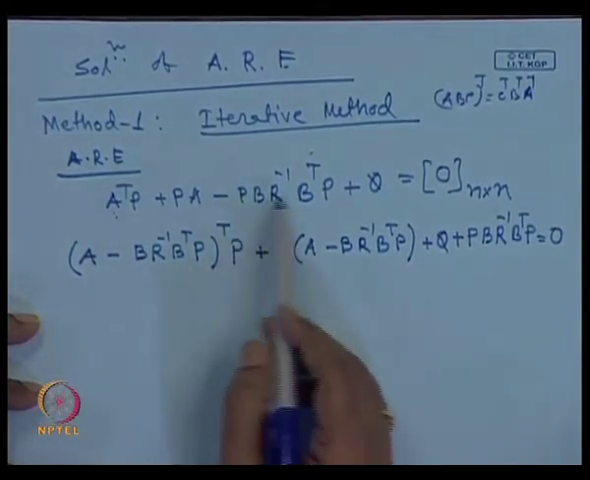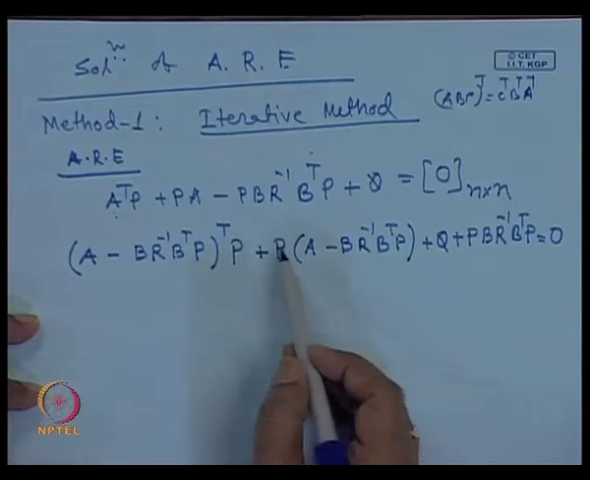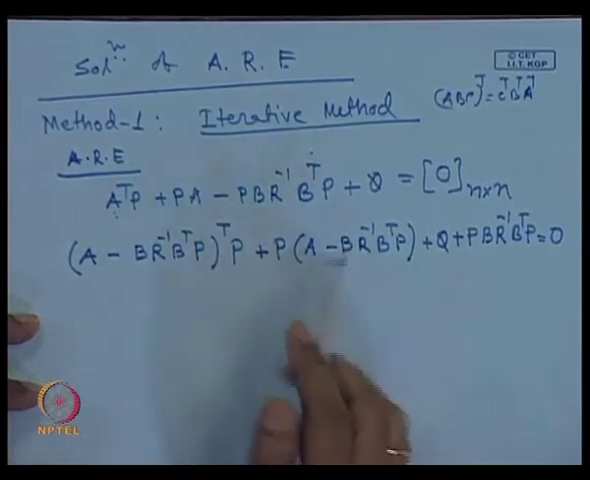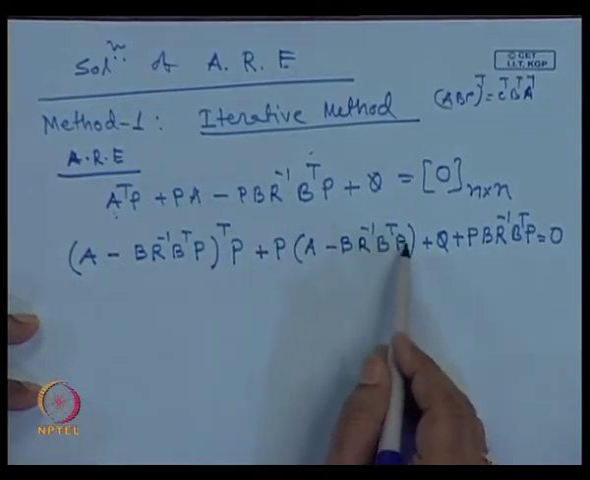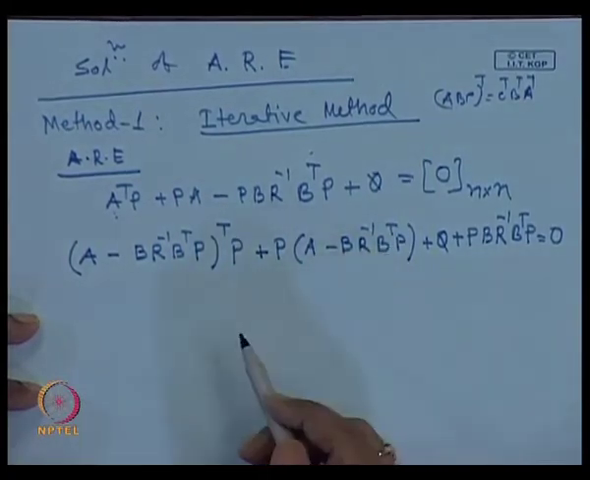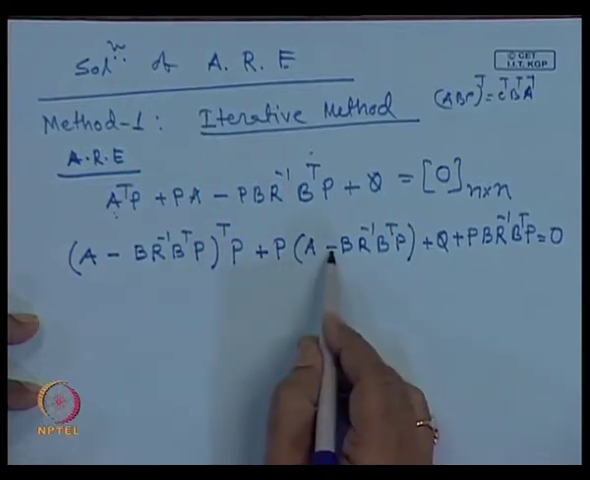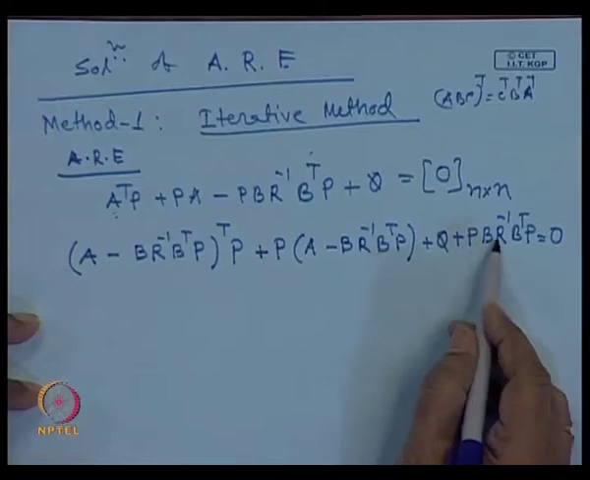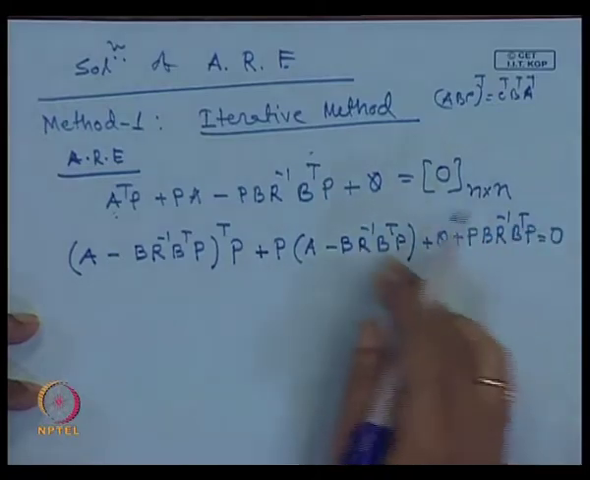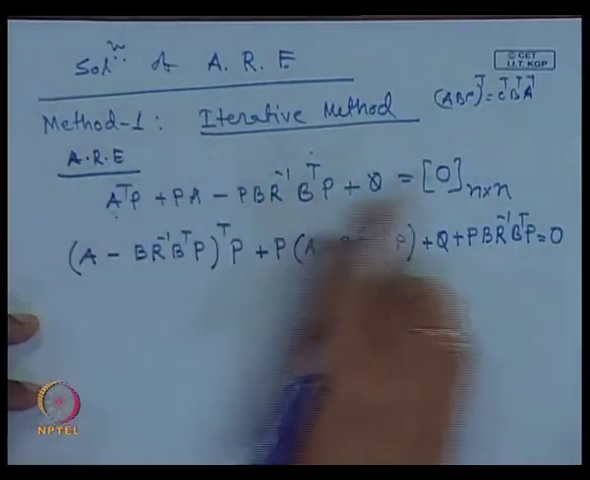Then in this equation, I can write P A minus P B R inverse B transpose P. So this is one term I have taken more. I have added P B R inverse B transpose P. So this cancels, as ultimately this remains the same.